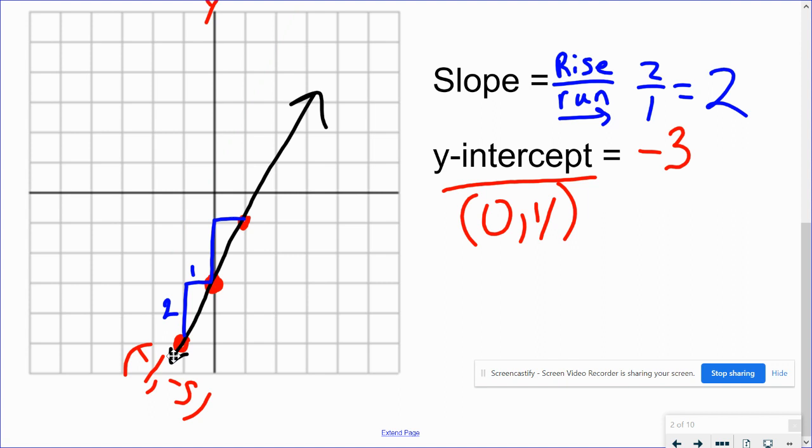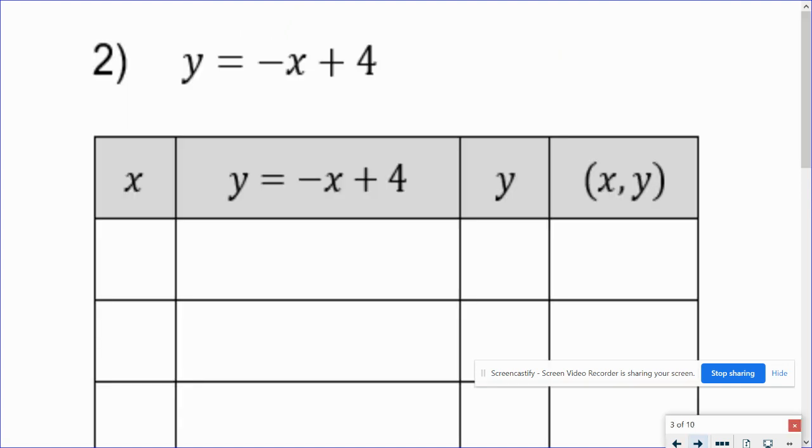Questions, concerns? All righty. Next is negative x plus 4. What number is technically in front of that x? 1. Yes, our negative 1. So that's a negative 1 right there. Choose a couple numbers. Give me a negative number. 3. Negative 3. Always have a 0. And then let's say 2. It doesn't always have to be negative 1, 0, and 1.